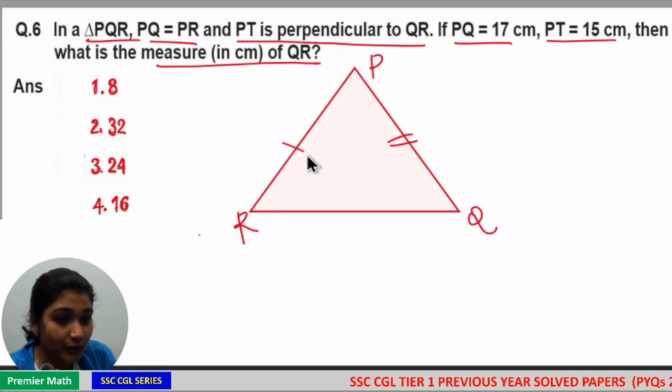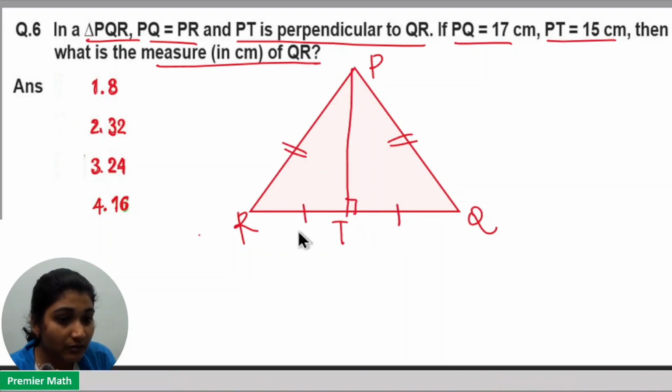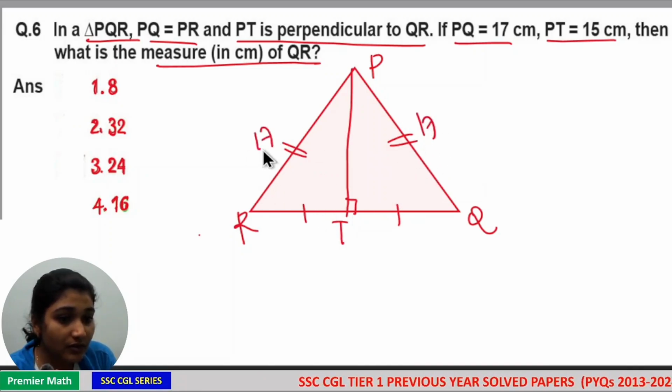PQ is equal to PR and PT is perpendicular to QR. So this perpendicular divides the base into two equal parts, because this is an isosceles triangle. PQ is 17, so these two sides are 17, and here PT is equal to 15.